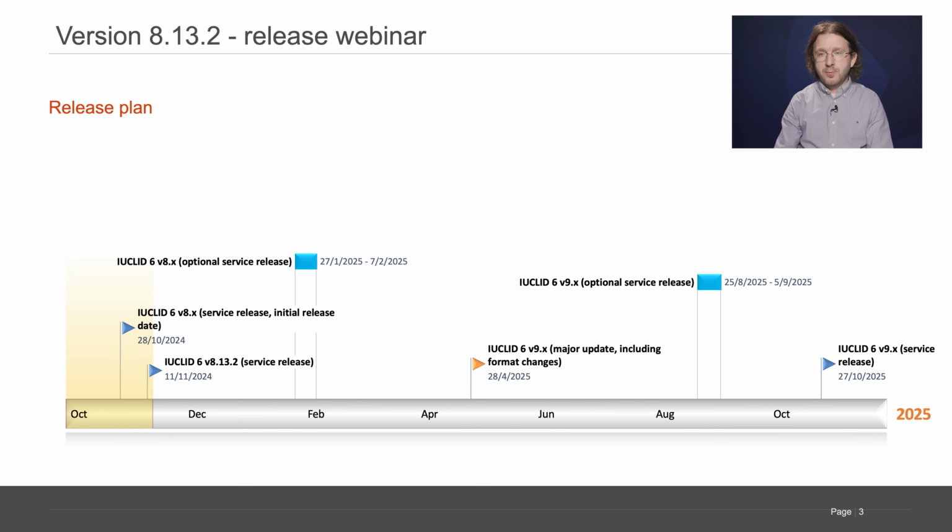And later during the year, we'll have another optional service release at the end of August, beginning of September. Same as the one at the beginning of the year, it will contain only bug fixes and configuration changes. And finally, in October, again, we'll have another service release bringing bug fixes and improvements.